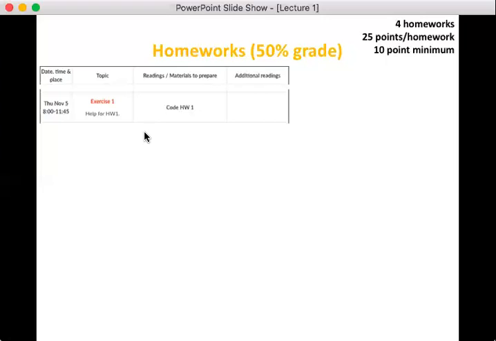Help doesn't mean we can help you with the coding of the homework, but we can help you with questions you might have about the homework, or if you have some results already, you can show them to us and we can tell you if it's going the right way or not and things like that. This will be next Thursday.